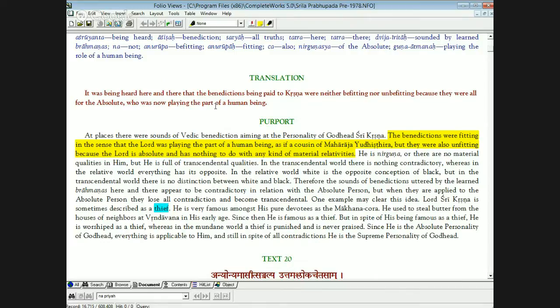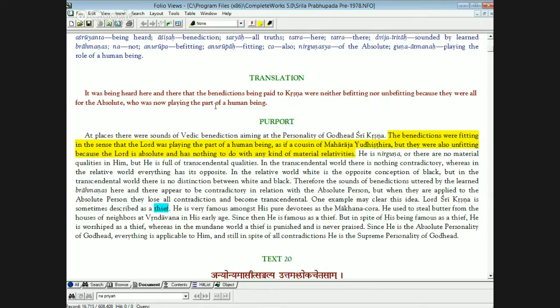Since then, he is famous as a thief. But in spite of his being famous as a thief, he is worshipped as a thief, whereas in the mundane world, a thief is punished and is never praised. Since he is the absolute personality of Godhead, everything is applicable to him, and still, in spite of all contraindications, he is the Supreme Personality of Godhead.